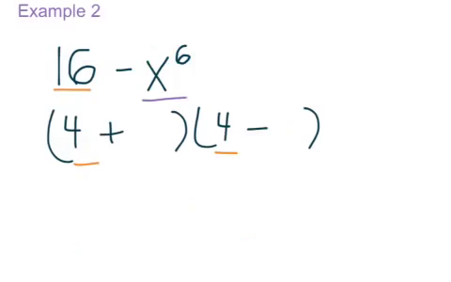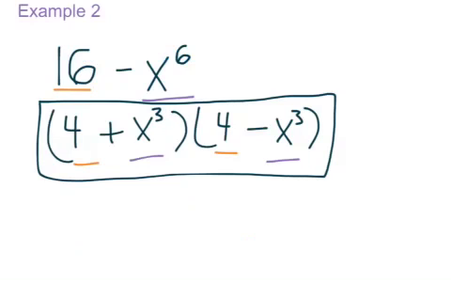The last term is x to the 6th. So I'm going to take the square root and it's going to go here and here. When we take the square root of a term with exponents, it's kind of like we share the exponent with each side. So it was a 6, so I'm going to have x to the third here and x to the third here. And this is my final answer. Press pause and go ahead and copy this down.